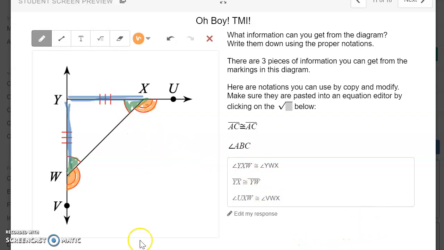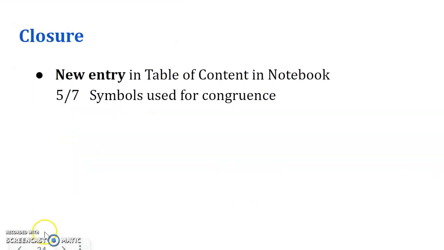Okay, and I'm going to submit. Okay. And for the rest of the period, we worked on the tessellation project. And so today we covered symbols used for congruence. Thank you for watching.